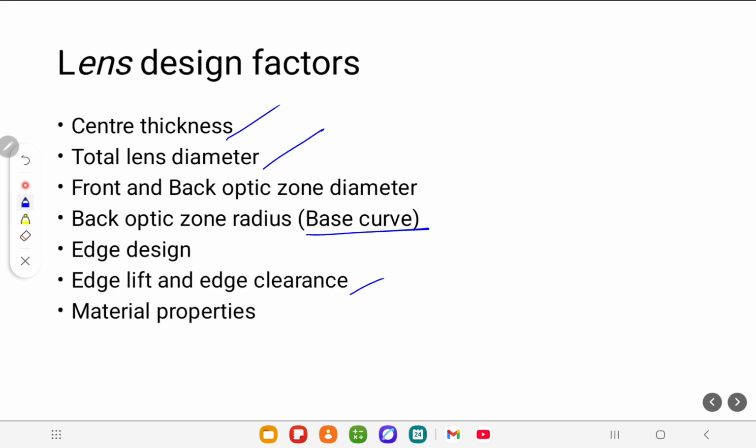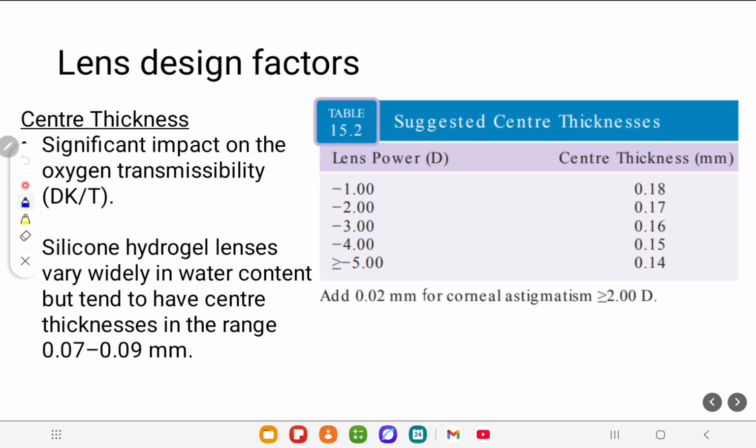It's very important. And then material property; sometimes we also consider central thickness, and sometimes we think about the water content and other things in the lens design consideration. Yeah, these are the factors. Okay, let's move further. So what about the lens design factors?